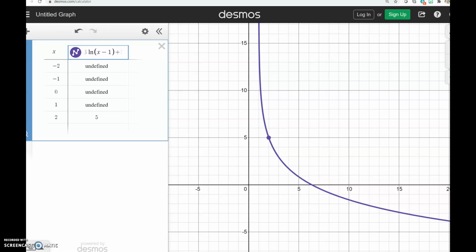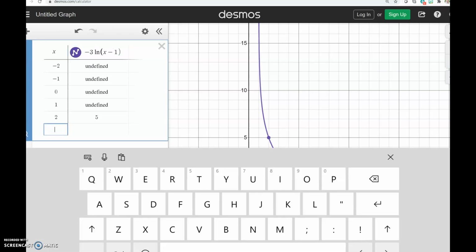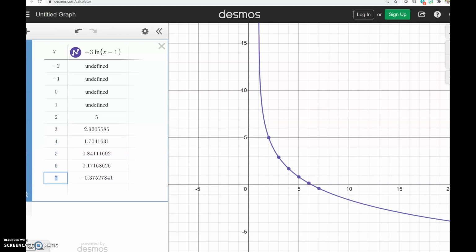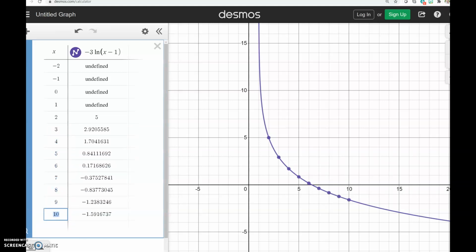I want more, so I click underneath the 2, and I'm going to type in 3. And then if you just keep hitting enter, it will automatically put the next few in there. Now, do you need to use all of those? No, you don't need to use all of those. But I've got the 0.25, 3, 2.9, 4, 1.7, and 5.8.